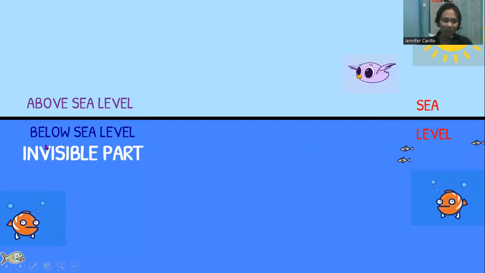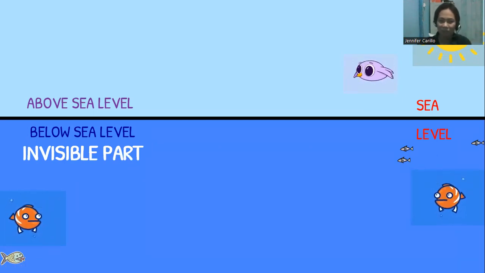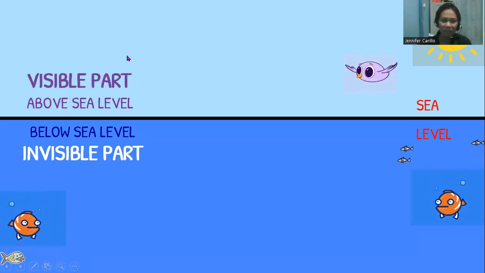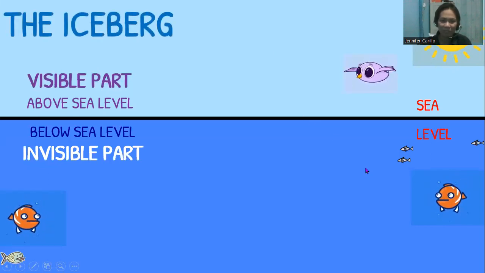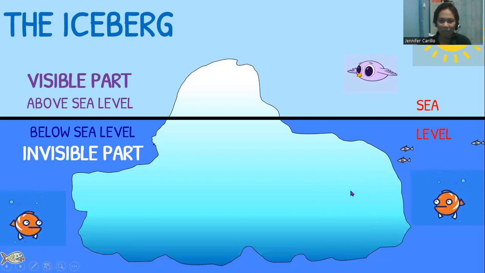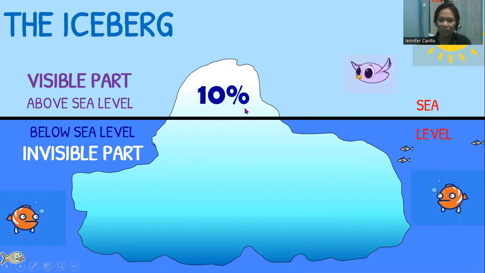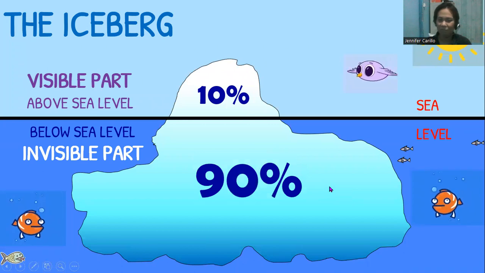So take note, below the sea level will be the invisible part. We can't see below the sea level. And above the sea level is what we call the visible part. Now let's drop an iceberg here. So this is the iceberg. As you can see, only 10% of the iceberg is visible to our eyes, and 90% is invisible.